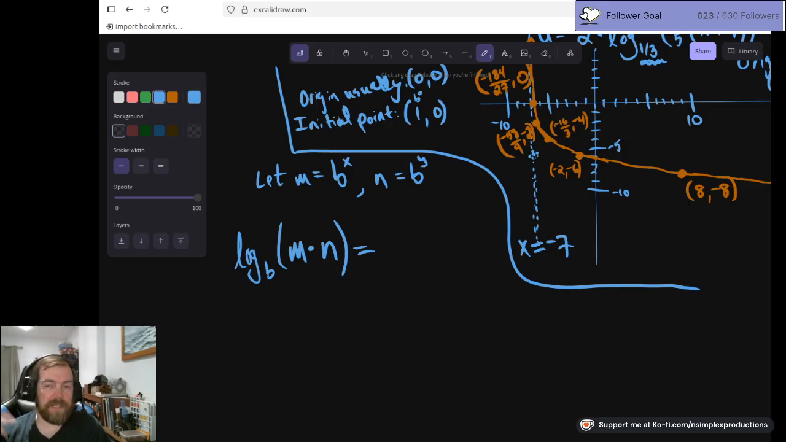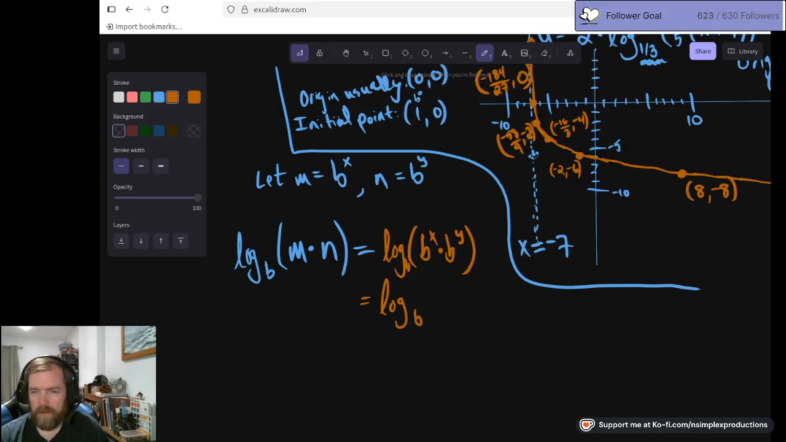Let m be b to the x, and n be b to the y. So what we've got here is really log of b to the x times b to the y, which is equal to log base b of b to the x plus y.